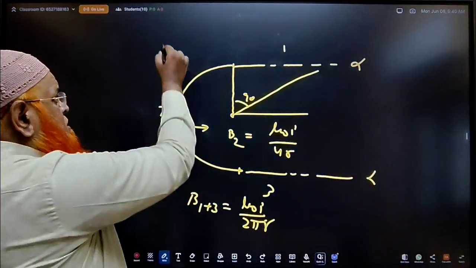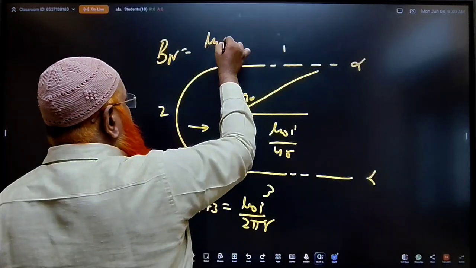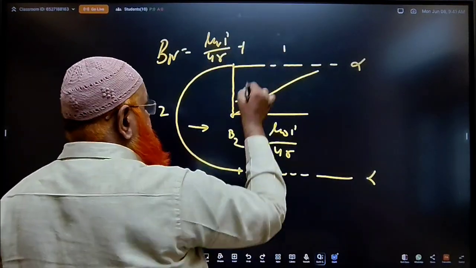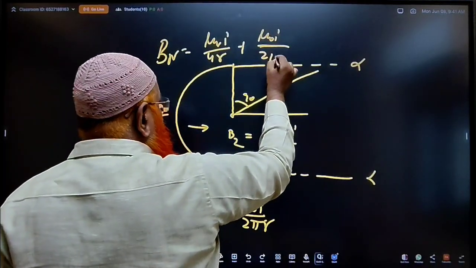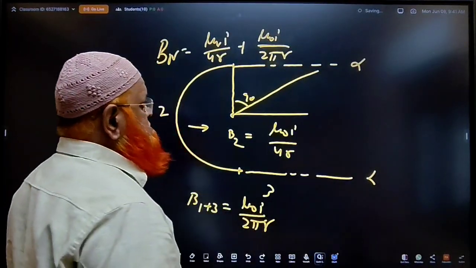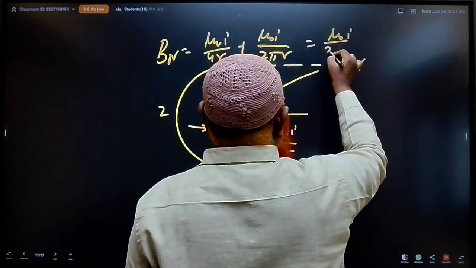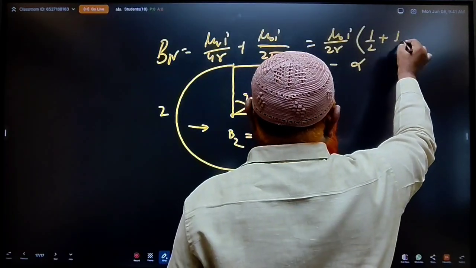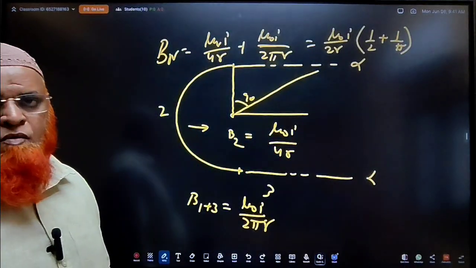So what is the net now? B net is going to be mu naught I by 4r for the half circle, plus mu naught I by 2 pi r. If you take mu naught I by 2r common, what is left now? 1 by 2 plus 1 by pi. Am I right? 1 by 2 plus 1 by pi.